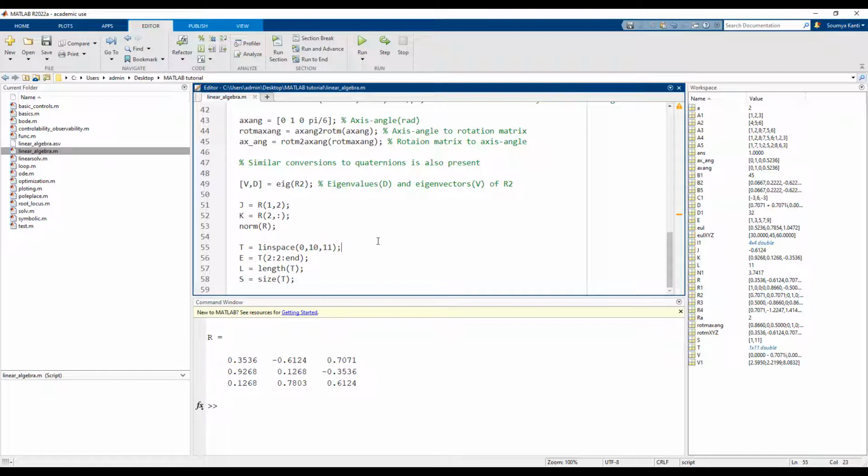So this was about some basics of linear algebra, but there are always many more functions present. There are thousands and thousands of functions, so you can always look into them.